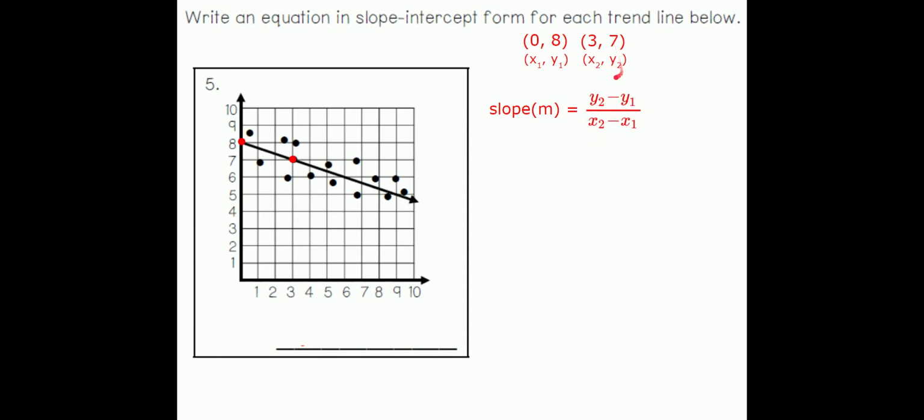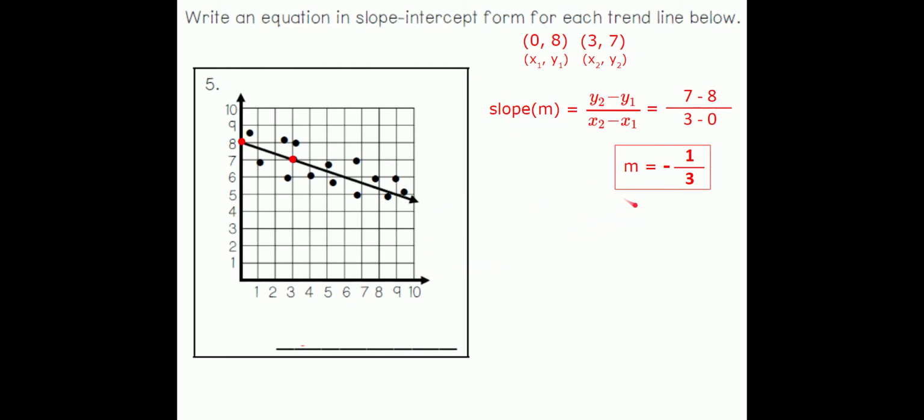Now y2 is 7, y1 is 8, and x2 is 3, x1 is 0. So 7 minus 8 is negative 1. 3 minus 0 is 3. Our slope is negative 1/3 or negative 1 over 3.